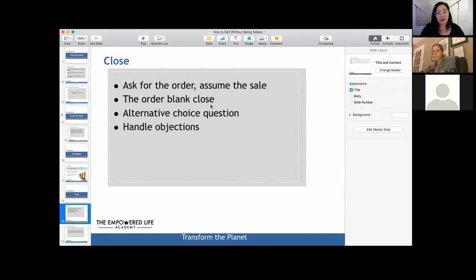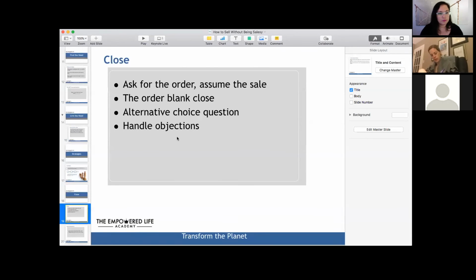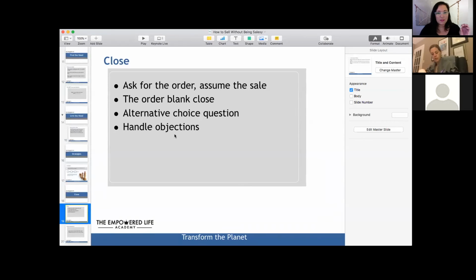The order blank close is you have the agreement filled out and you hand it to them to sign. You can do an alternative choice question. So that would be, would you like it in red or black? You give them two options. Both of those assume that they're buying today. And then you handle any objections. The closing portion should be very quick. If you've done every other step up to this point, it'll be very fast.